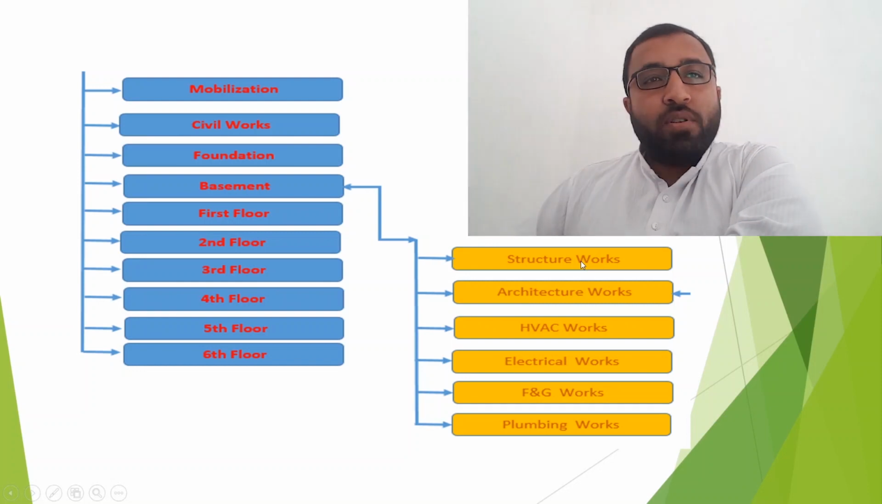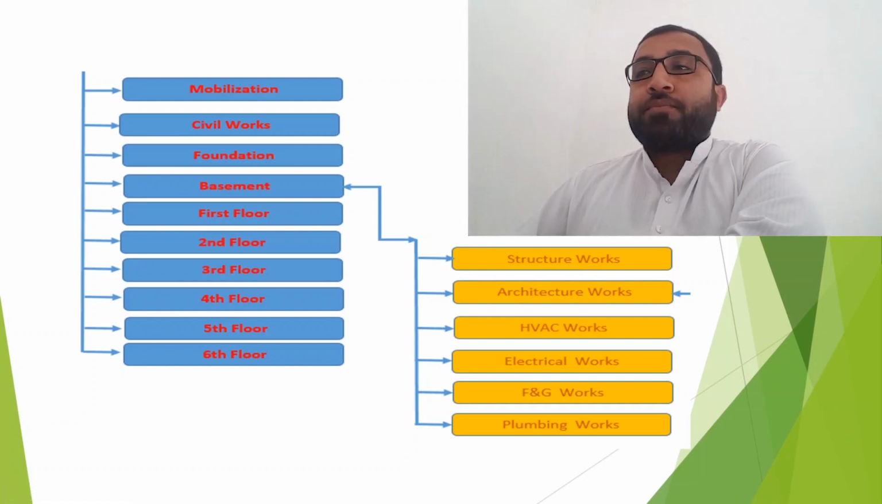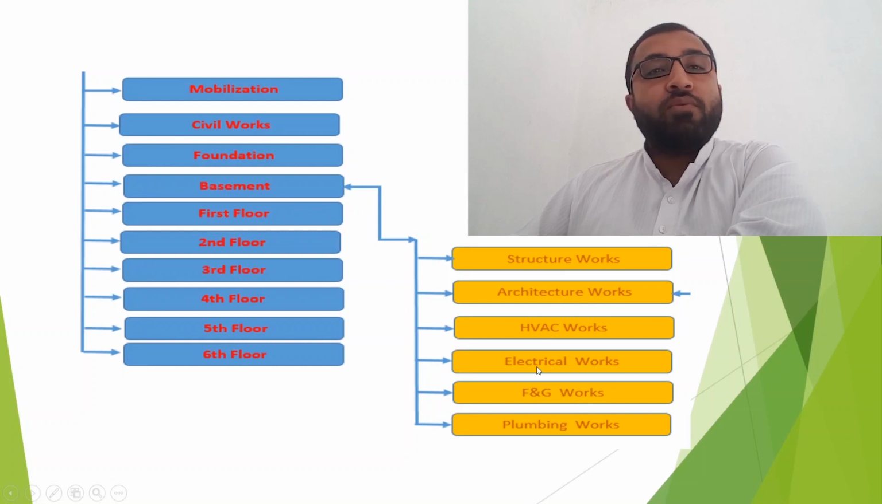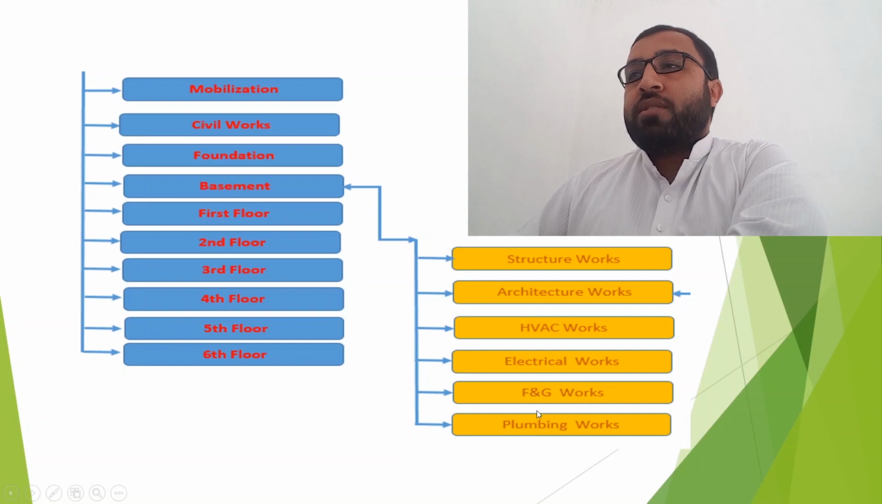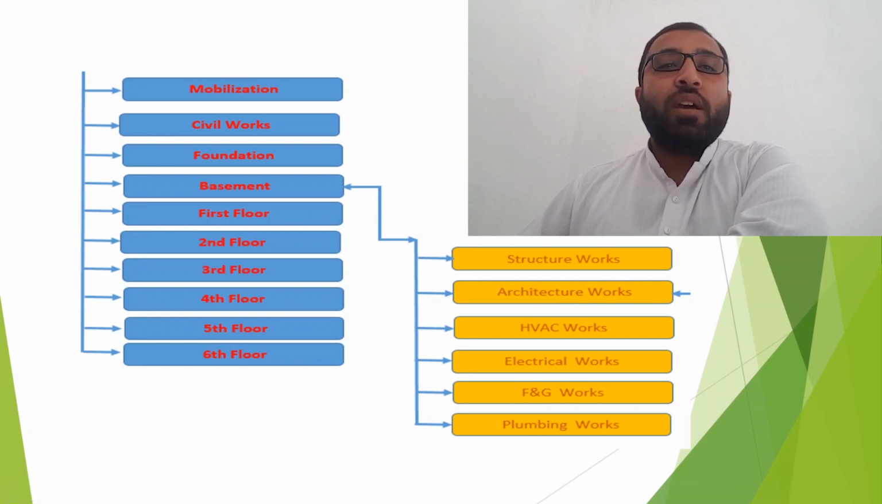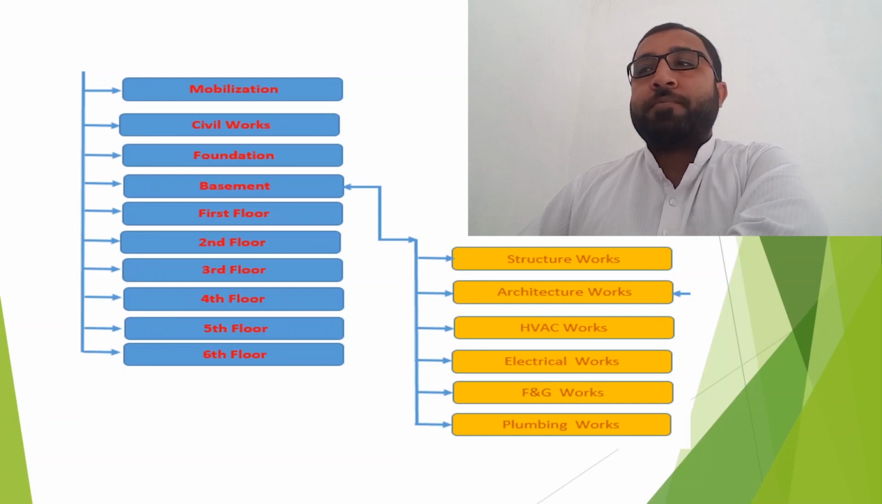In the basement floor, we will divide into structure works, architectural works, HVAC works, electrical works, fire and gas works, and plumbing works. Structure works, all this I have told you, the columns, beams, all the reinforced concrete works, will come under the structure WBS. Architecture: all the block works, the painting, the plastering, the tiling, and the fixing of doors and windows will come under the architectural WBS.